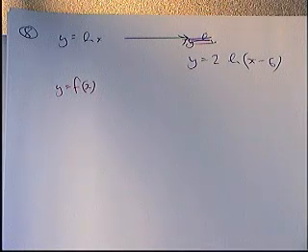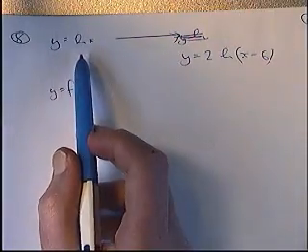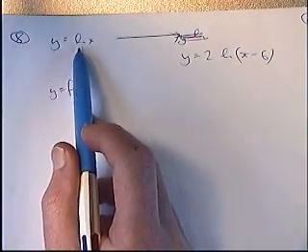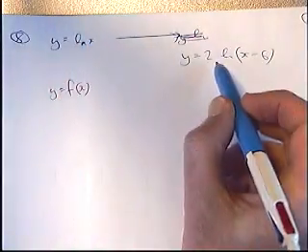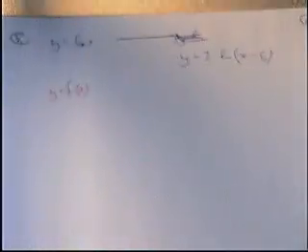This is OCR C3 from June 2009. It's question 8. The first part of question 8, we've got to give details of the pair of transformations which transform y equals ln of x into the graph y equals 2 ln of (x minus 6).